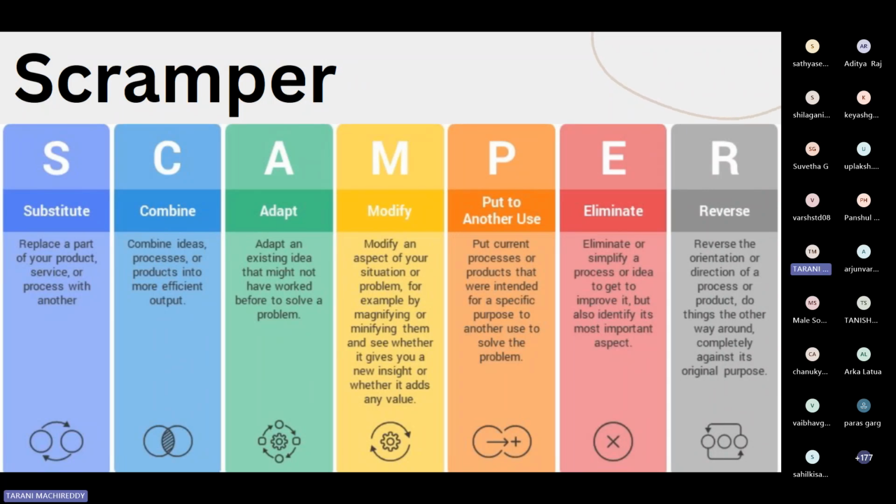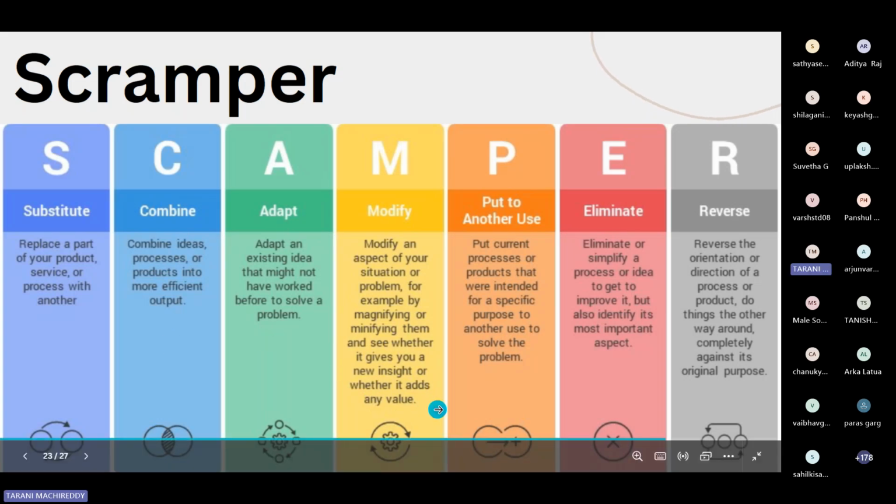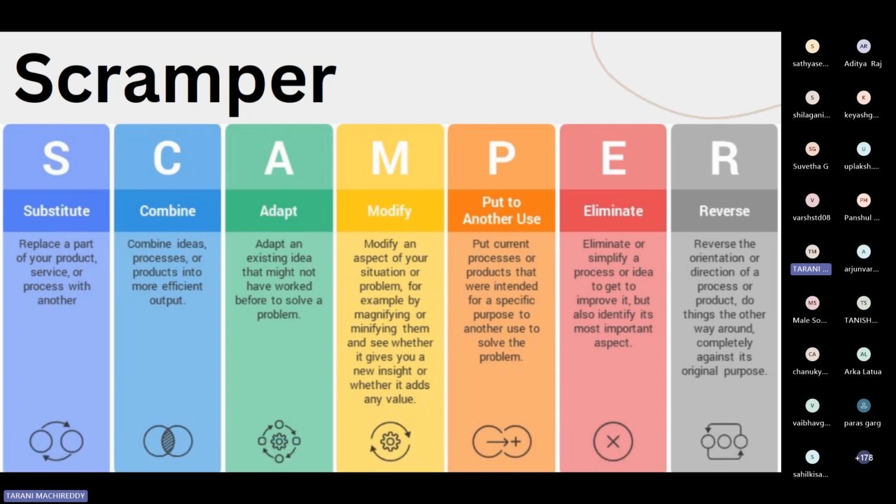So, how can we adapt the water bottle for different users or situations? Like, how can we make our water bottle useful for athletics or sports persons? Or how can we make our bottle useful to travelers? There, we use this adapt thing and then modify. As shown here, modify an aspect of your situation or problem.